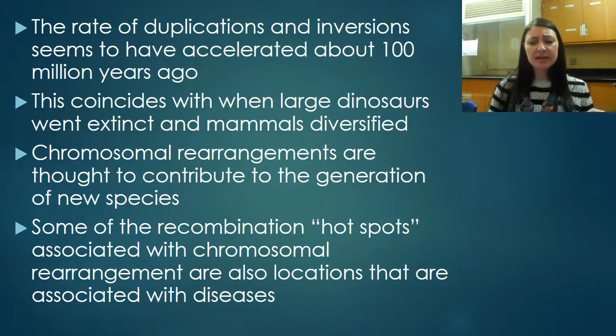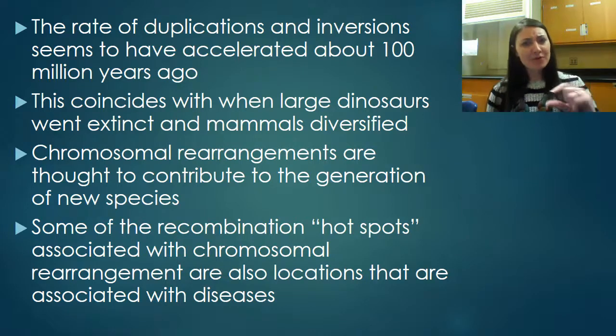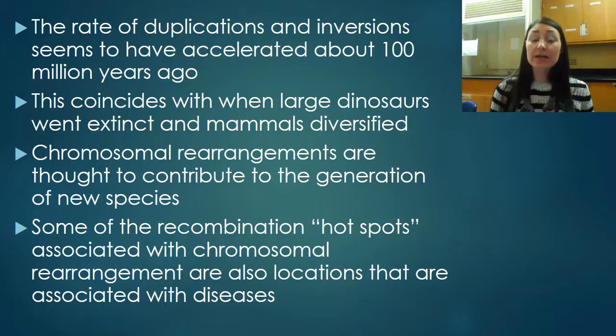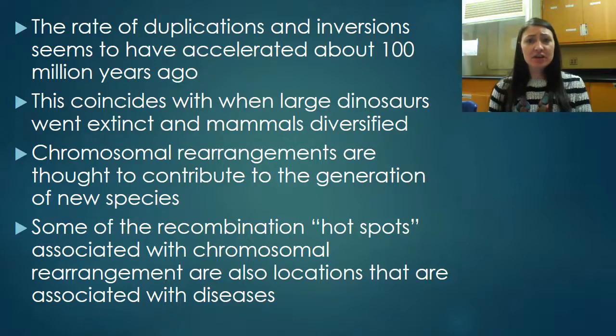We used to think that the breakage points where those chromosomes are swapping out and duplicating was completely random. And now we're finding that they're actually breaking at the same spots. And we call those spots where they're breaking hotspots. And we've also found that some of these chromosomal hotspots are also associated with diseases in humans, congenital disorders.